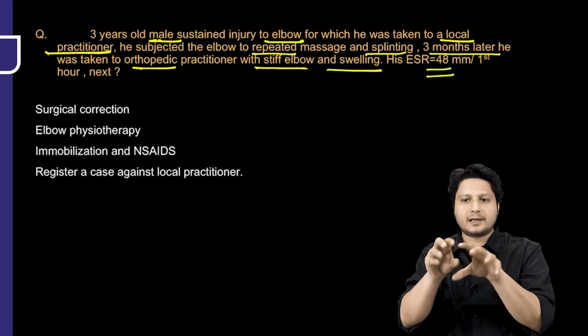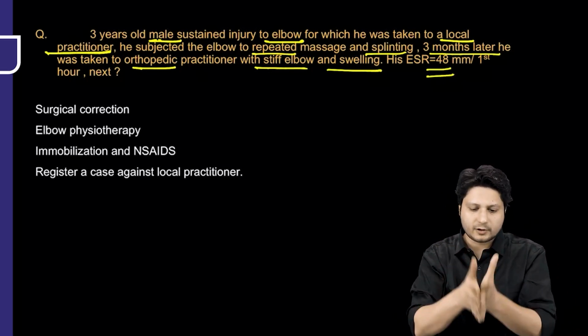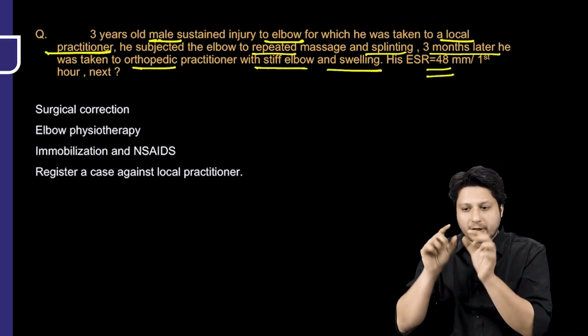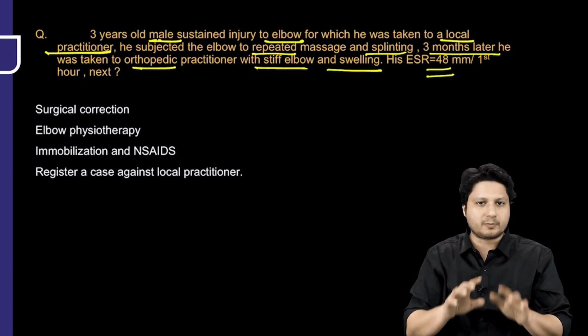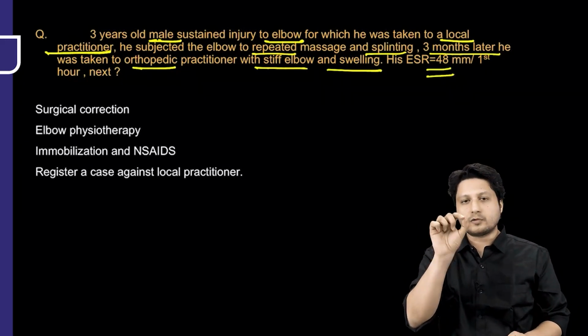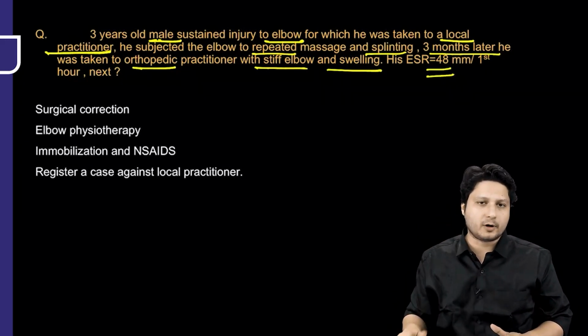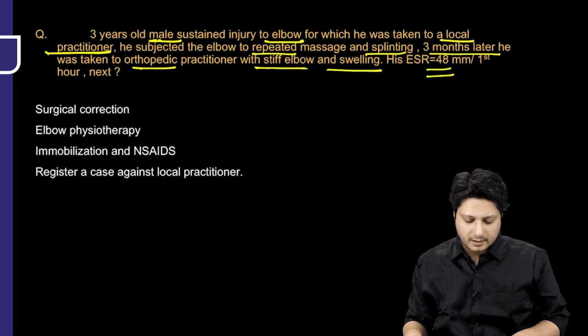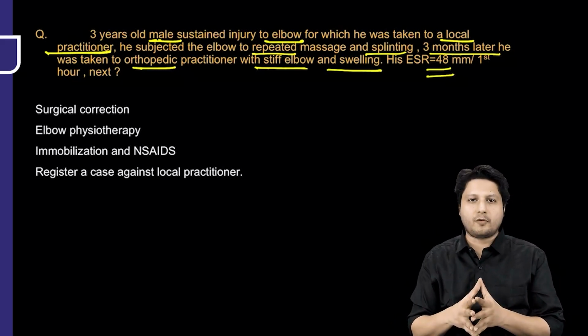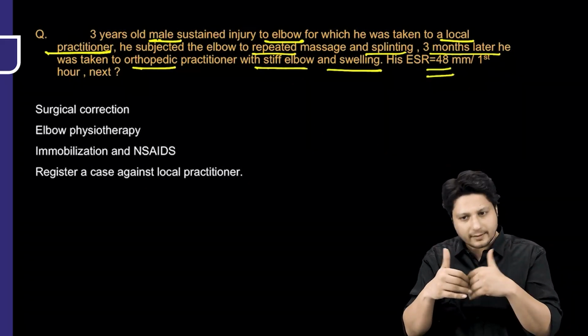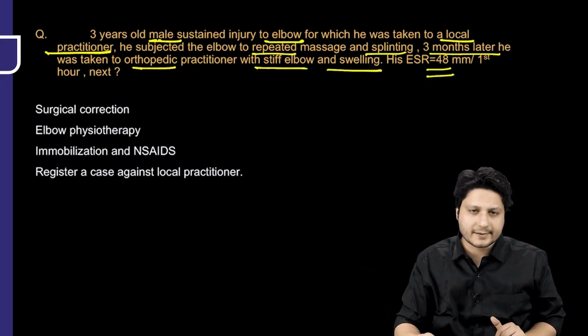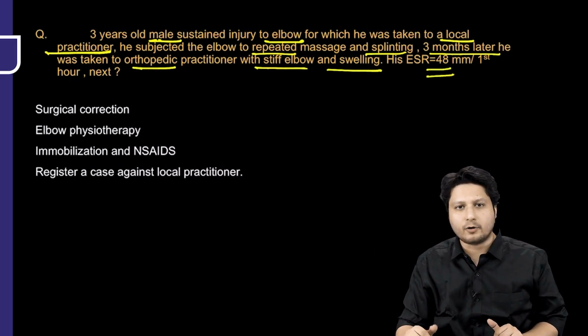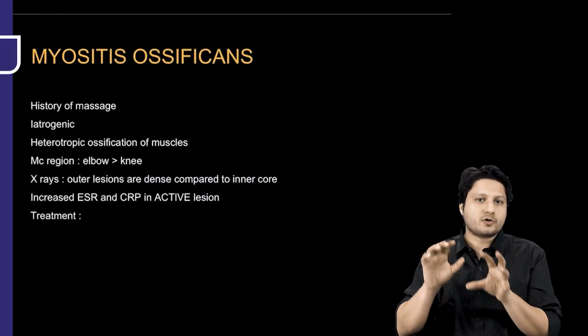Now what he has done, he has asked for the ESR, erythrocyte sedimentation rate, to be done, because it will decide the management at this particular point of time. The ESR was found to be elevated, 48 millimeters. The normal upper limit of ESR is 10 millimeters per hour, in the first hour. So what next? First of all, you have to identify the condition, then we will decide what next has to be done. The topic that we are going to talk about is myositis ossificans.